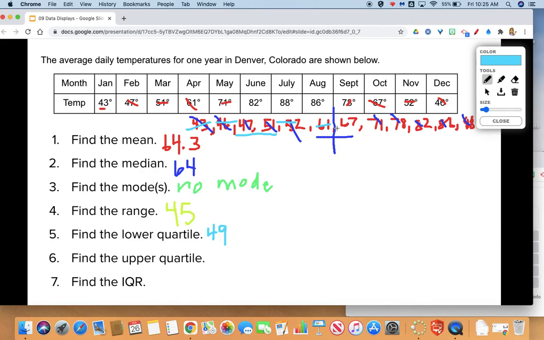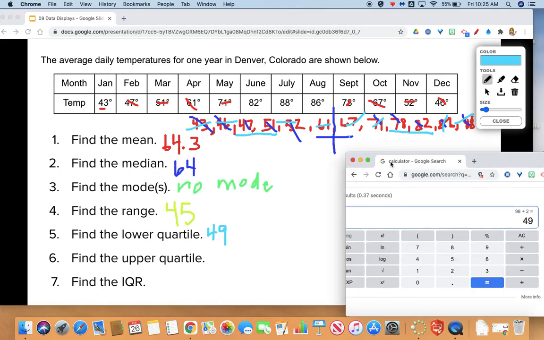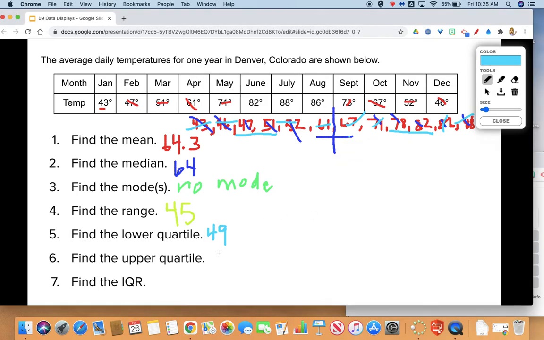Same thing with the upper quartile. I look at everything above the center line, and 67 is included in that. So I go ahead and cross off one by one on each side until I come down to two numbers, 78 and 82. I know the center there is 80, but I can confirm that by adding them together and dividing by 2. 80 is my upper quartile.